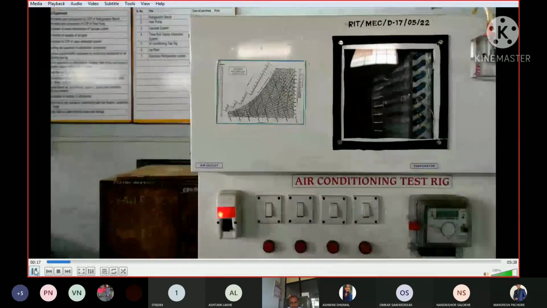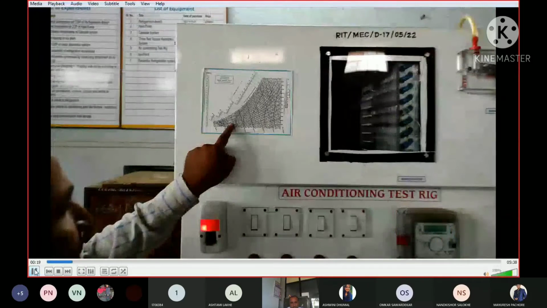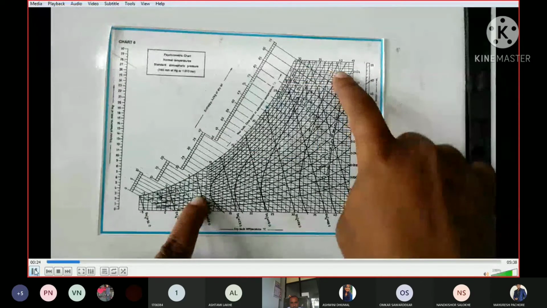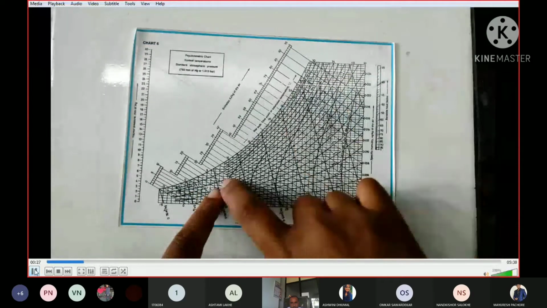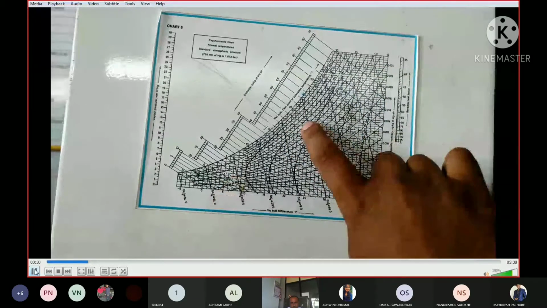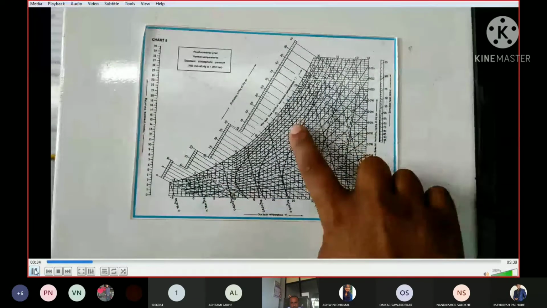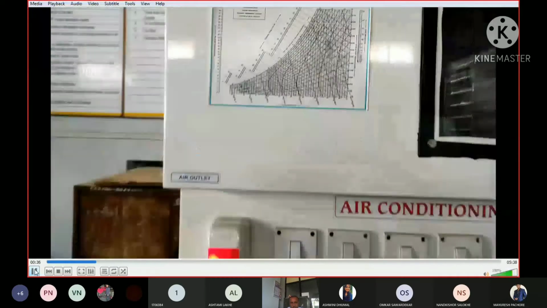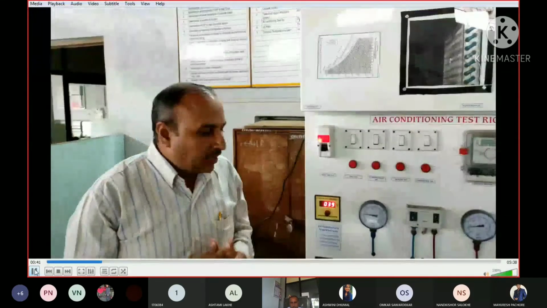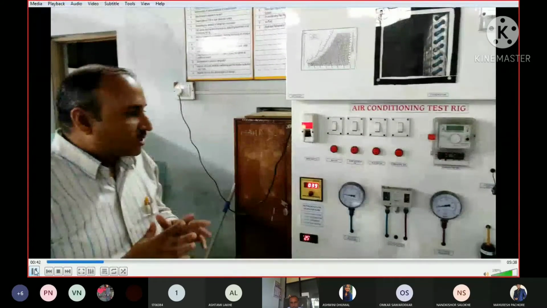And there is also a 9th process. Suppose you have air of this condition, and both have the same pressure. If you combine them together, you have to join this line, and on this line the mixed air will exit. So this is also one kind of process. Like this, there are a total of 9 processes.